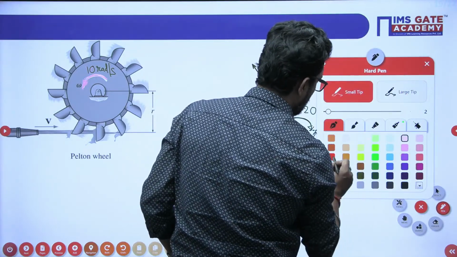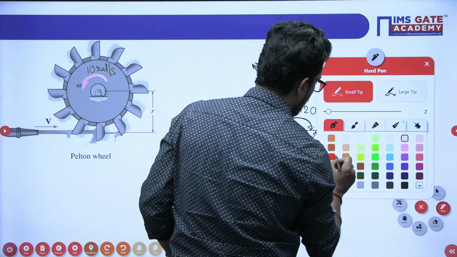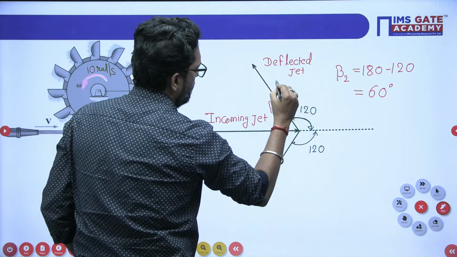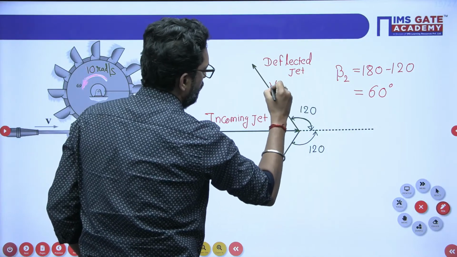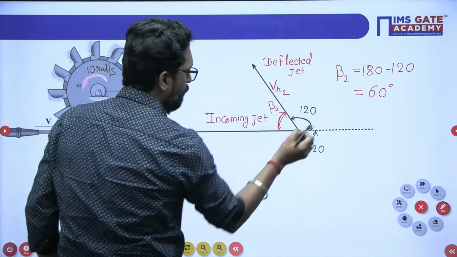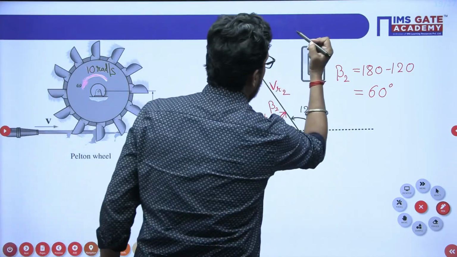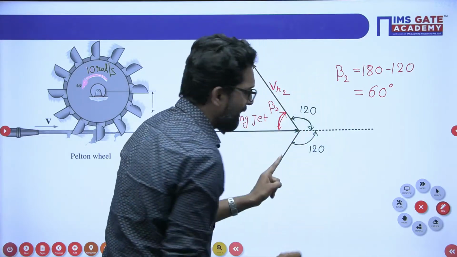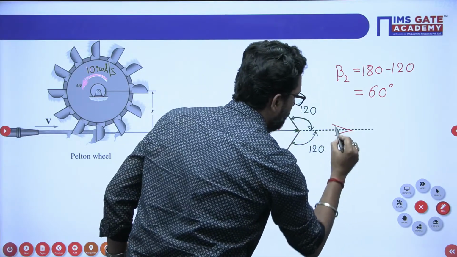How to draw? See this very clearly. This is beta, and this is VR2, the relative velocity from the deflection. In this direction, there is a velocity U. This is your U velocity.